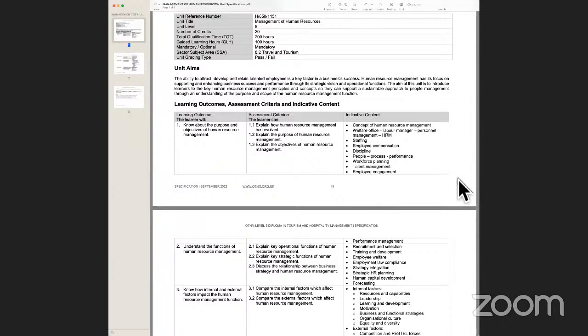So in this particular unit, we are going to look today at the first learning outcome. And the first learning outcome is talking about knowing the purpose and the objective of human resource management. There are obviously 3 assessment criteria here, which talk about how human resource management evolved. So this handout would come in handy. Purpose of human resource management and the objectives of human resource management. So 3 key terms is what we are looking at doing here today in terms of study, which is to understand purpose, objective, and the history.